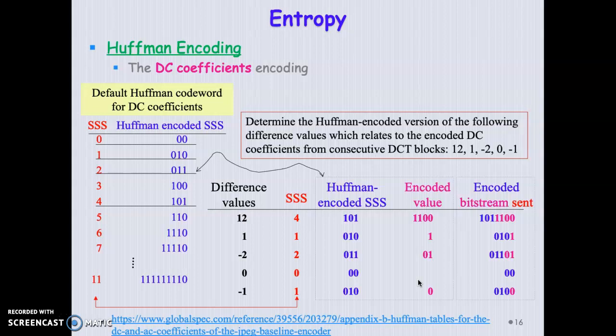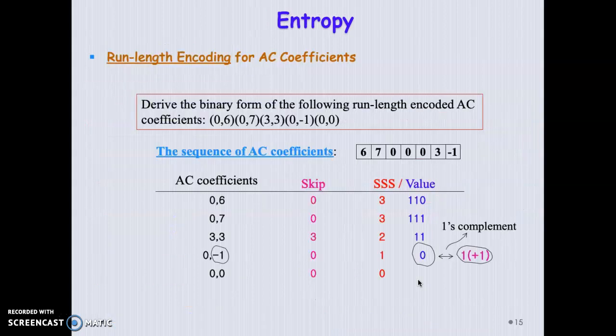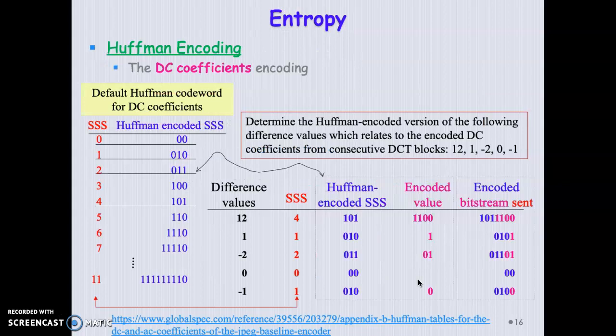For the output from the entropy, you will apply both for the DC and AC, the Huffman encoding. For the DC coefficient, the default Huffman code for DC is this one. So how to encode using Huffman? You will refer to this table. This table is a default.